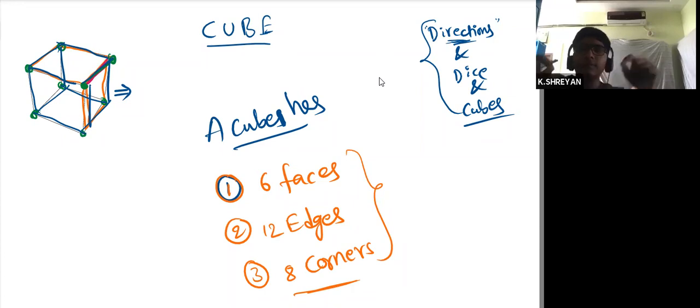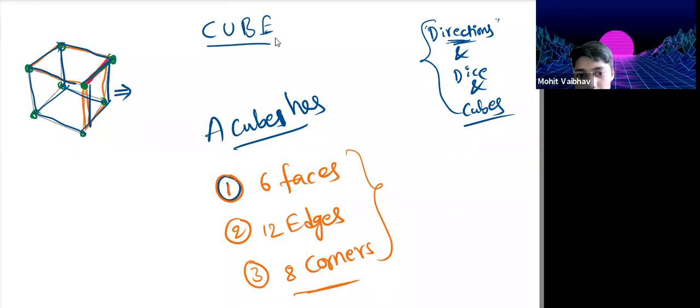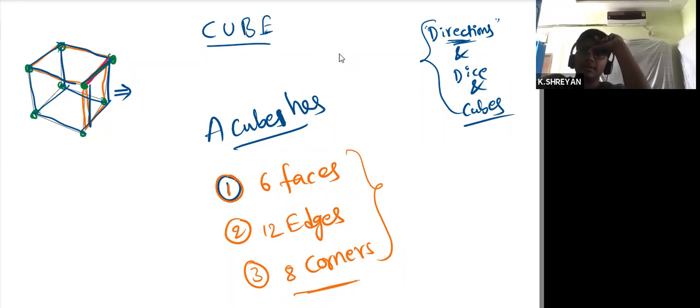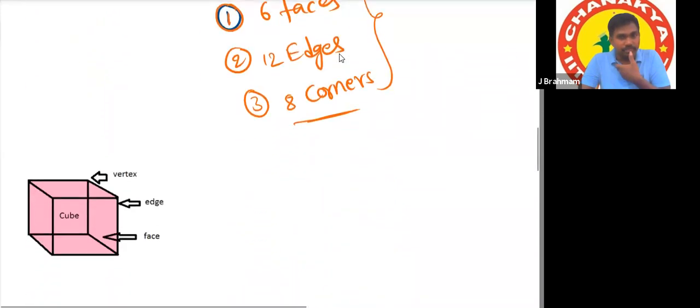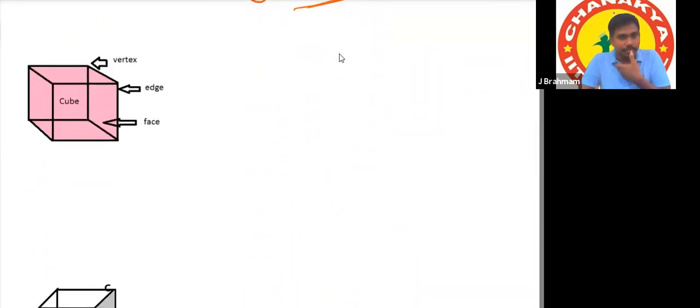A corner is the place where 3 edges meet together, or where 3 faces connect with each other. Or we can say it's a vertex also, correct? Yes, that corner we can also say is a vertex. This is a vertex, this is an edge, and this is a face.